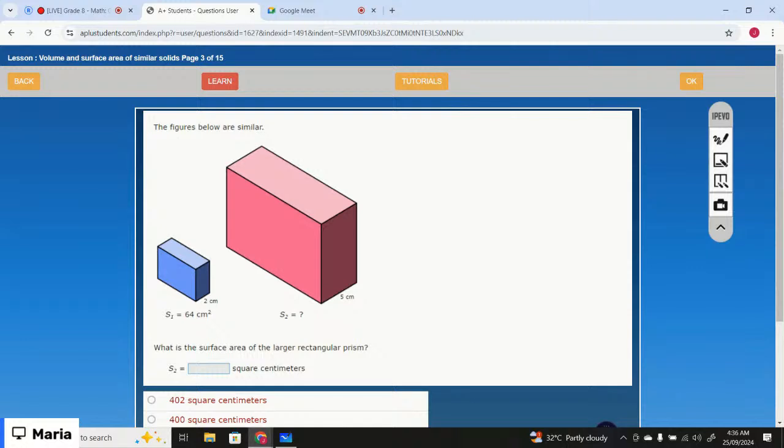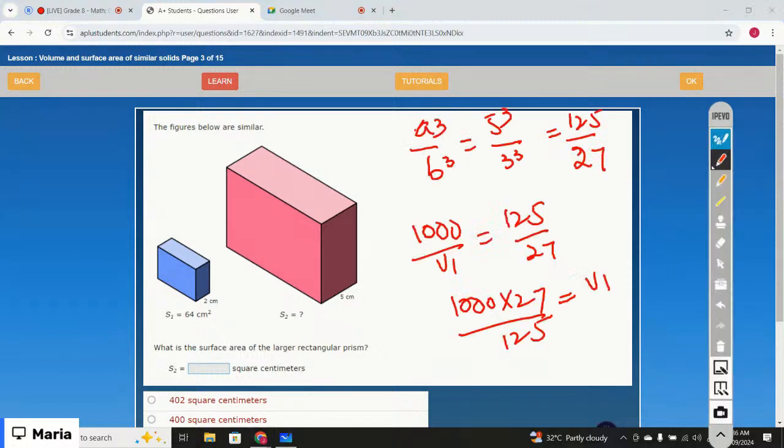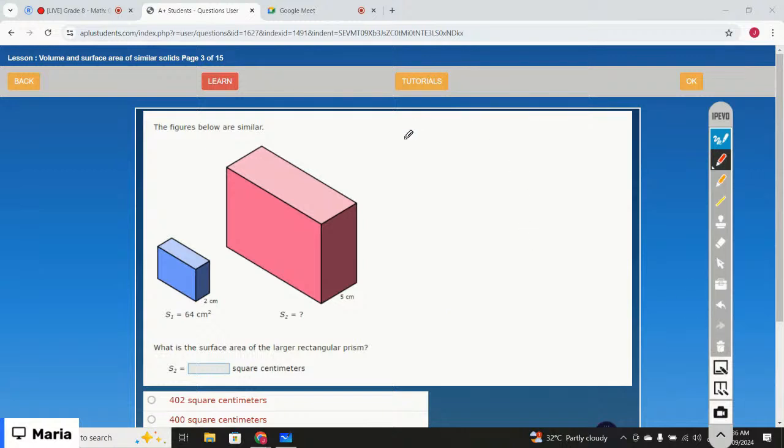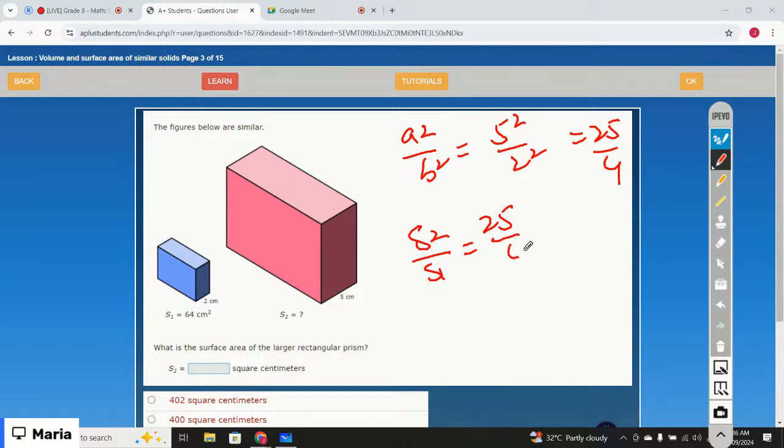The figures below are similar. What is the surface area of the rectangular prism? You have to calculate the surface area, right? So you have to calculate the square of the corresponding sides, that is 25 over 4, and S2 over S1 equals 25 over 4, that is S2 over 64 equals 25 over 4. So you have to do 25 times 64 over 4. So which is the correct option?